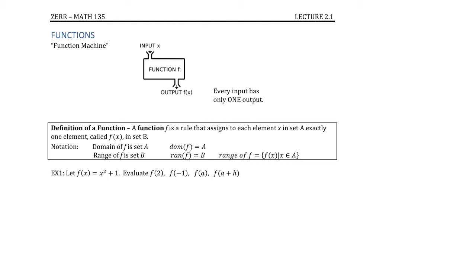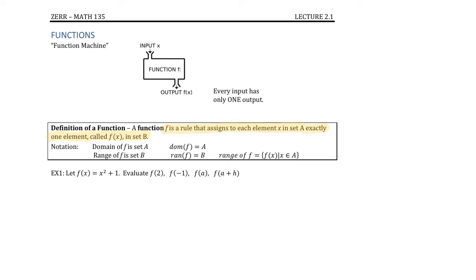In this section, we're going to look at functions. So a function is a rule where every input has exactly one output. The formal mathematical definition is that it's a rule that assigns to an element x in the first set, the set of inputs, exactly one element in the output. Those are called the f of x in set B. So basically it's just a rule where every input has one output.